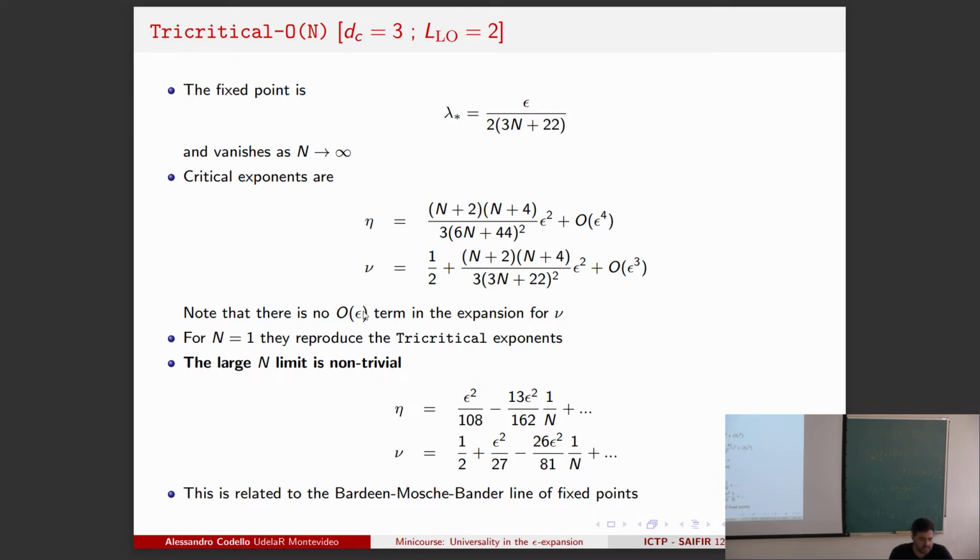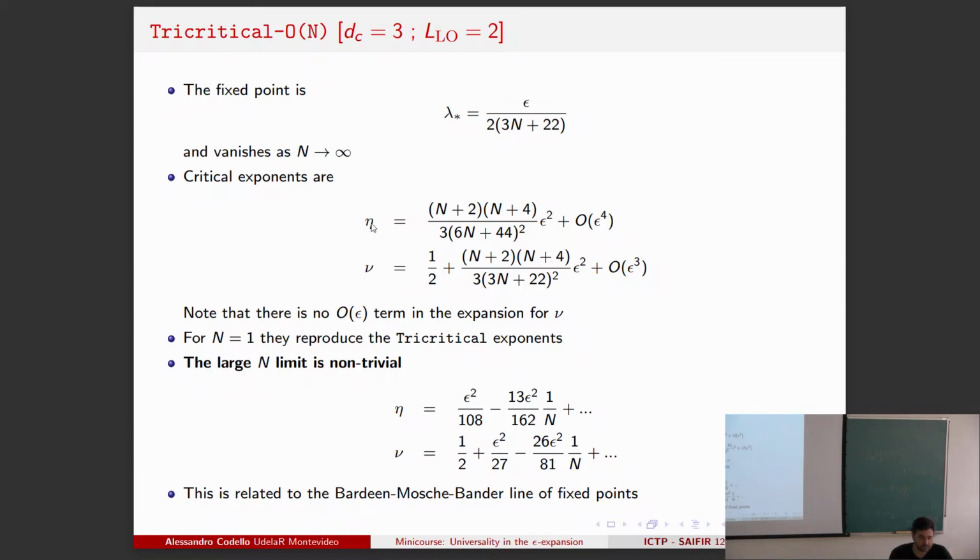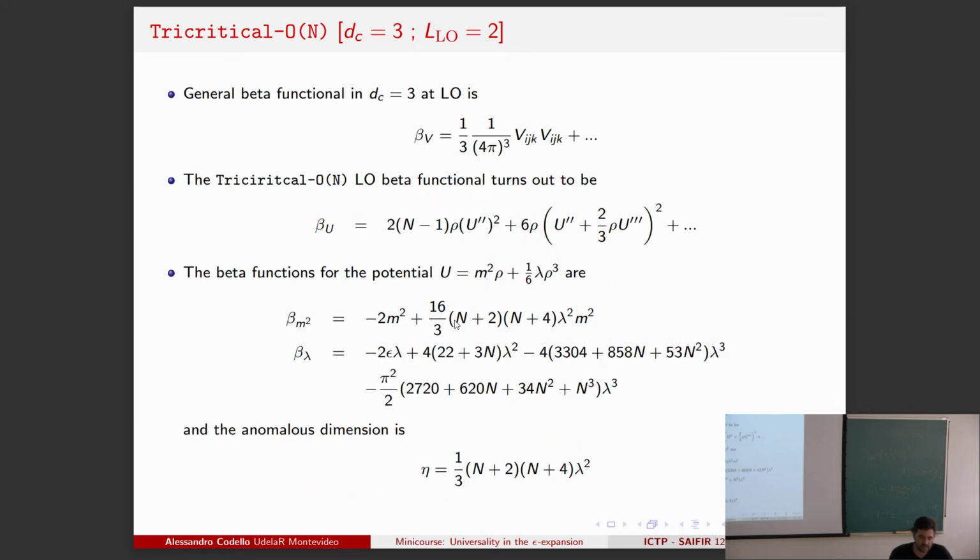Okay, first of all, notice that there is a difference between the standard Ising model and the multi-critical version. In the standard one, nu has a contribution which is proportional to epsilon, which is present, while in the multi-critical ones, you need to go to next to leading order to find non-trivial information. And this is related to the fact that we have seen before that this, which is the first contribution to the beta function of the mass, comes at 4 loops in this case, at next to leading order. So it's somehow peculiar.